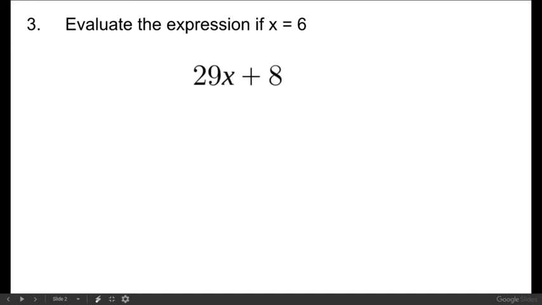So our expression is 29x plus 8. So what that means is I'm going to replace x with 6. Remember, whenever you plug in a number for x, you always want to plug it in with parentheses.